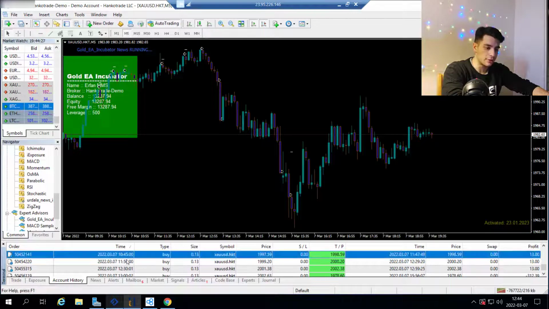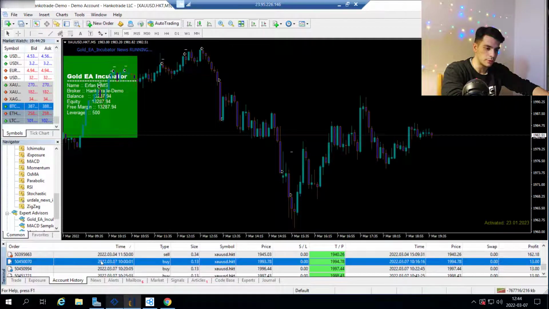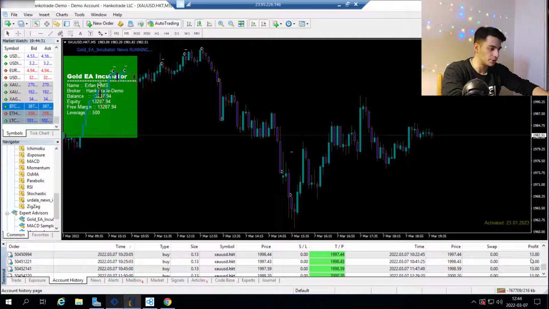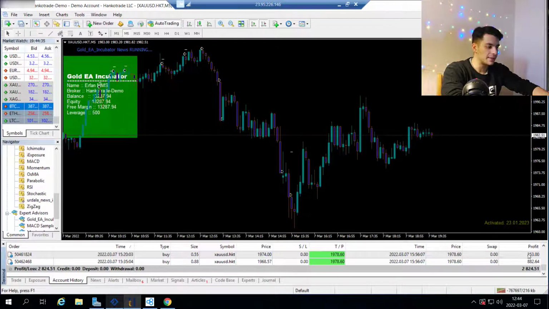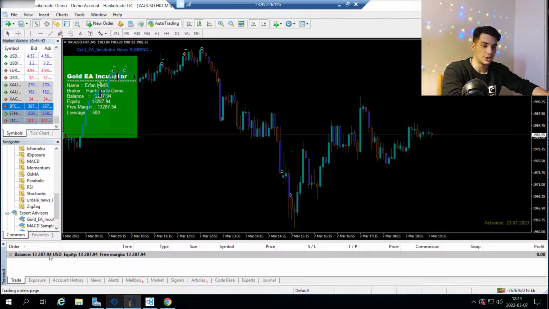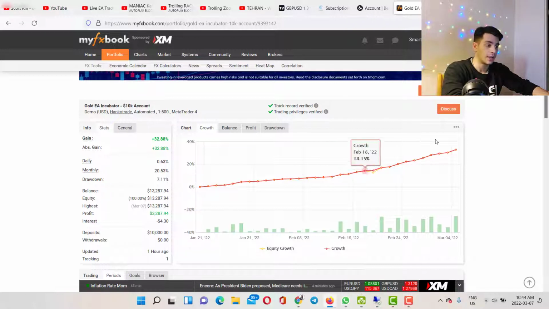This is March 7th, so let me see where the first one is. This is the first one: $13, and it lost two trades, and it literally compensated those losses with two huge profitable trades. And overall we are up $2,824, which is almost $100 to $200 for that particular day, as you can see right here. So it was 30% last week, now it's 32%, which is crazy.